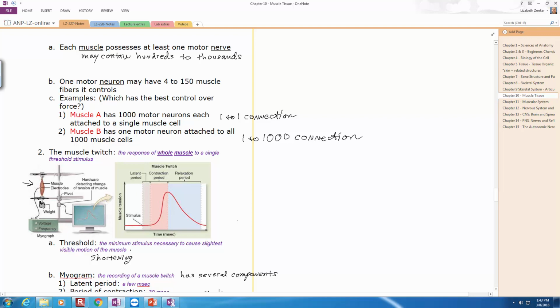Okay, so let's see. So we have a skeletal muscle. I talked about it being attached. If the zap is strong enough for us to reach threshold, it will cause a contraction or muscle shortening or a muscle twitch. And then you could record it on this myogram, okay, this guy right here. So this is the amount of time that had to pass and how much muscle tension or how much it's contracting or shortening, right? So threshold is the minimum stimulus necessary to cause a visible motion of the muscle, the shortening.